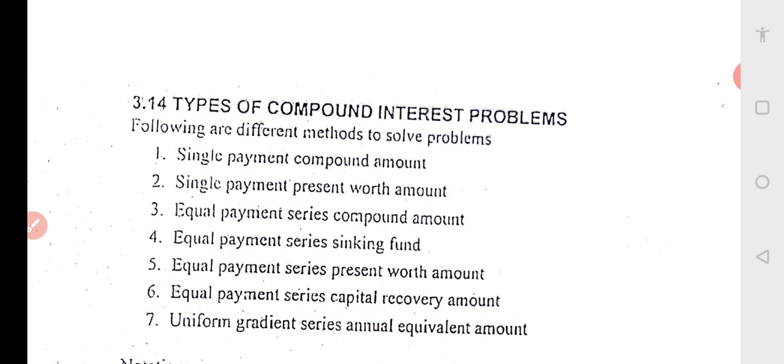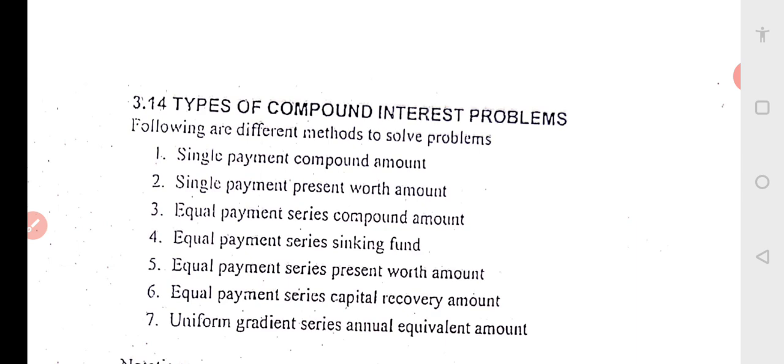And the last one was uniform gradient series annual equivalent amount. Here, in the first 2 cases it was single payment. In the second 2 cases it was like RD, equal payment. And in the next 2 cases what you have seen is either the present amount, how much I should invest, or if I invest so much, how much I will recover. But the last one, the 7th one, these are all equal.